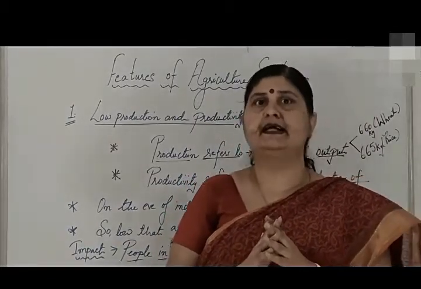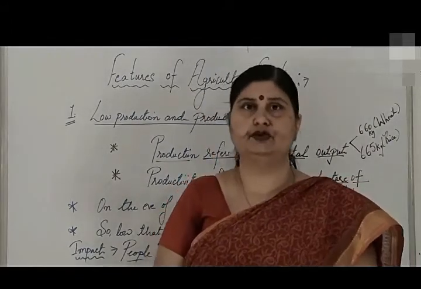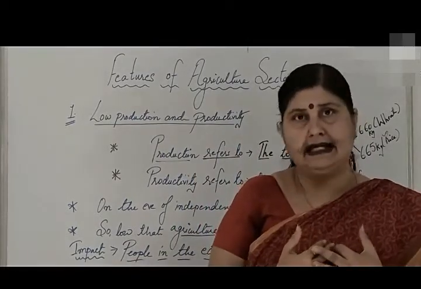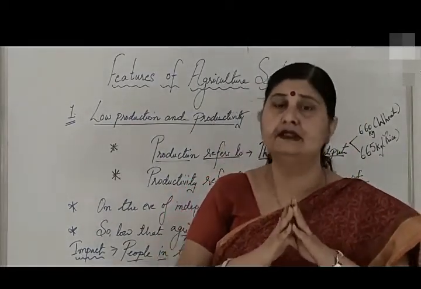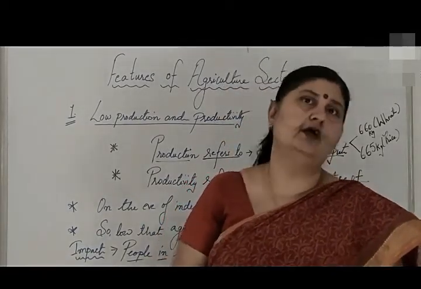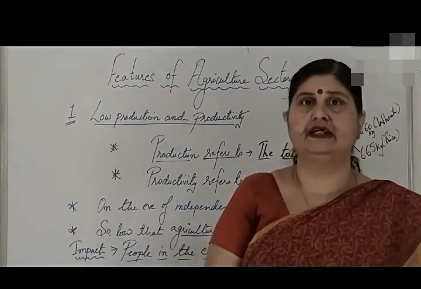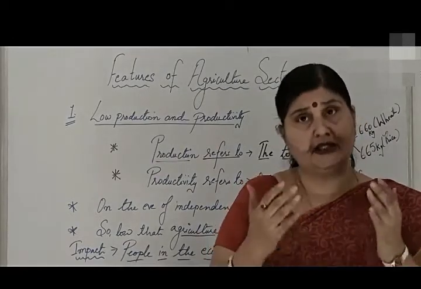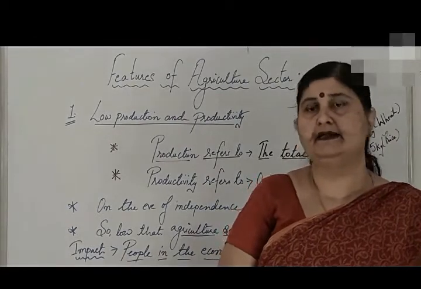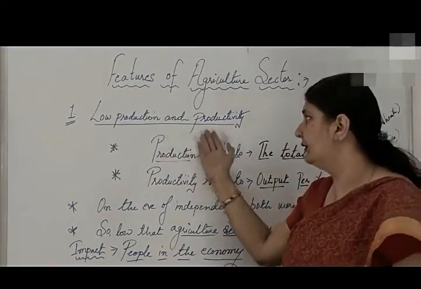Now children, if we study the first feature of the agricultural sector at the time of British rule, it is very obvious and clear that at that time our economy was backward, as we learned from the introduction of this chapter in the previous video. The very first feature that indicates the status of the agricultural sector in the economy at that time is low production and productivity, as you can see on the board.